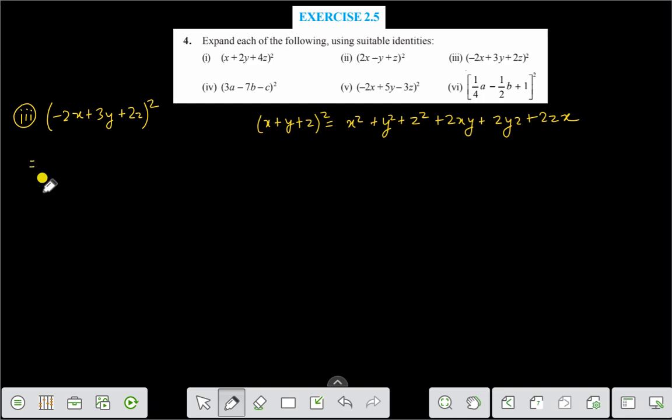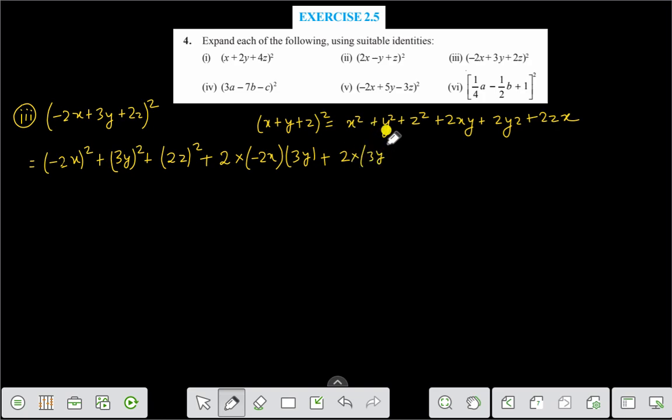Question number 3 is minus 2x plus 3y plus 2z whole square. That is minus 2x whole square, that is x square, plus y square is 3y whole square, plus z square is 2z whole square, plus 2xy, plus 2 into x is minus 2x, y is 3y, plus 2yz, 2 into y is 3y and z is 2z, plus 2zx, plus 2, z is 2z, and x is minus 2x.